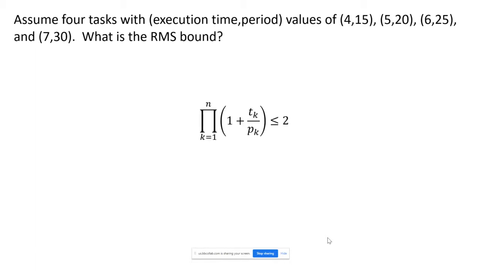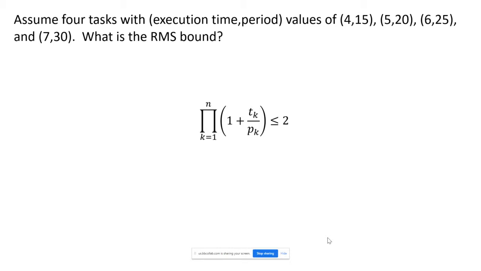What I'm referring to here is the RMS schedulability test, which is a value you calculate by taking the execution time divided by the period and then adding 1 for each of the tasks and then multiplying those values together, and that's what I'm asking you to find here. And if that value is less than or equal to 2, it guarantees that you can schedule the tasks with RMS without violating any of the deadlines.